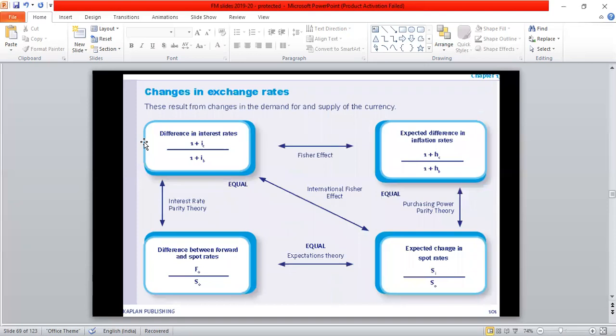So when there are changes in exchange rates, these result from changes in demand for and supply of currency.